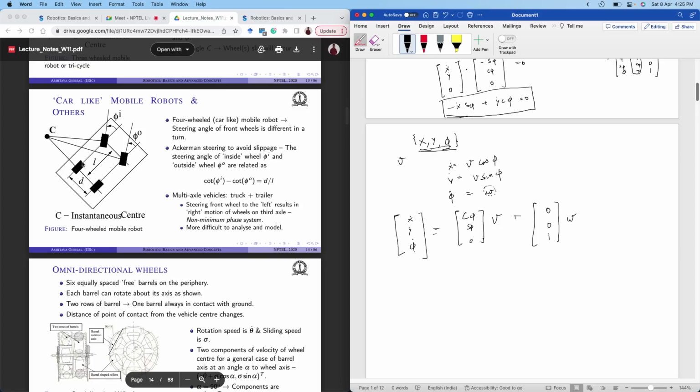Okay, so then there is a differential also in the backside, to avoid slippage in a similar scenario. Also, when the robot is turning, to avoid slippage, all the axes of rotation should coincide.